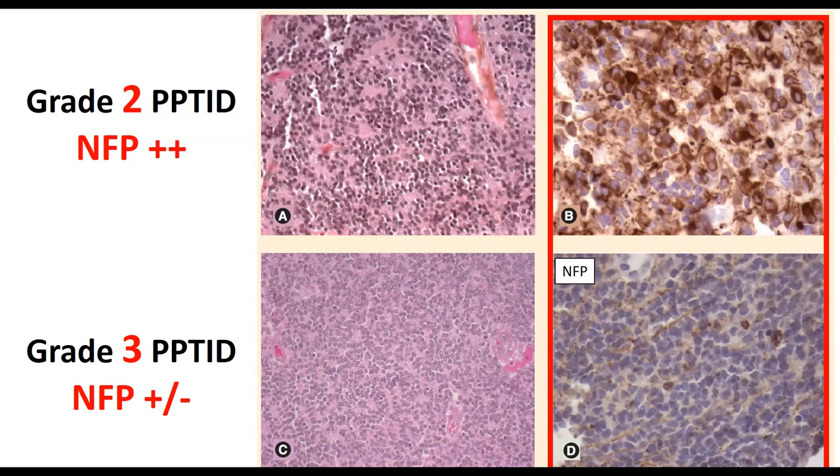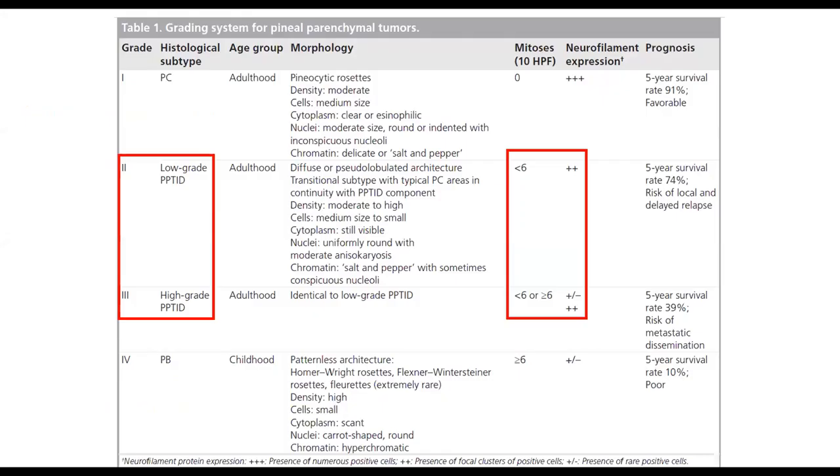Now, listen, this is not official WHO grading. It is mentioned in the WHO, but because it's based on a single immunostain, the group was uncomfortable canonizing this, formally codifying it, but it is used all of the time. And you can use it. You simply cite the Jouvet criteria, right? And we do it as well.